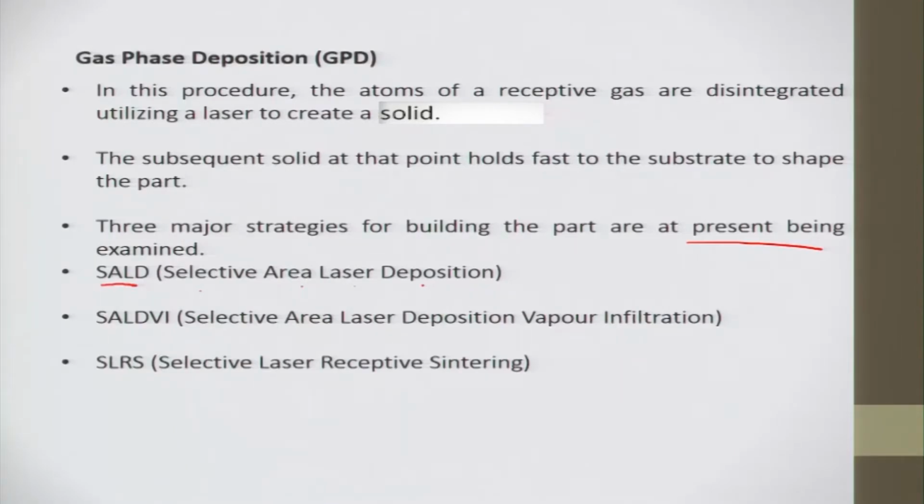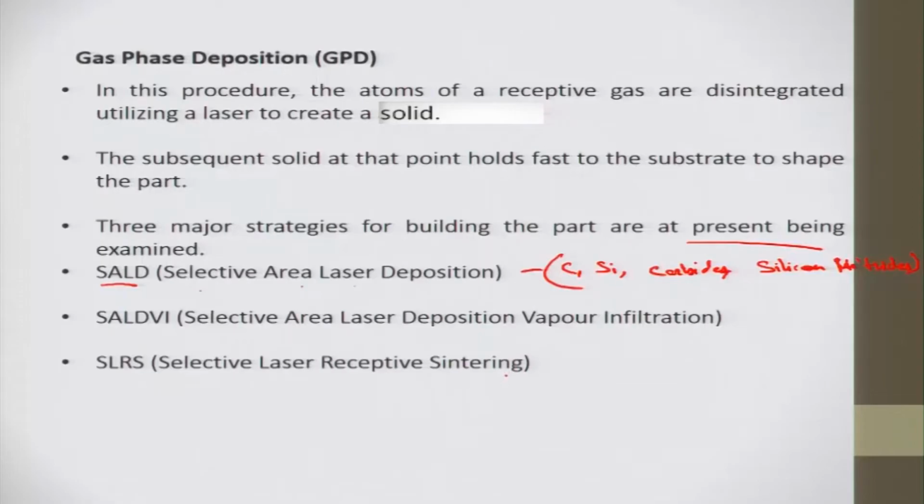It is possible to build the parts using carbon, silicon carbide, then silicon nitrides. Then next is SALDVI, selective area laser deposition vapor infiltration. Now this spreads a thin covering of the powder for each layer, and then the decayed solid fills in the spaces between the grains. The next is selective laser reactive sintering.